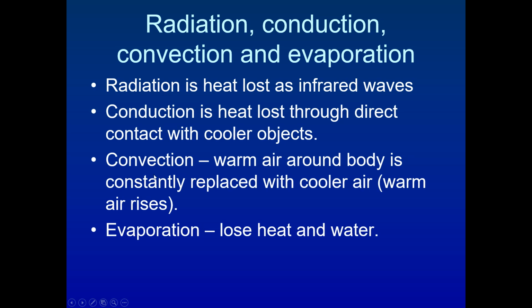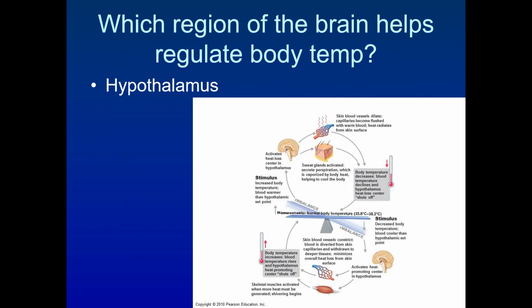Convection is a little bit more complicated. Y'all have all heard at some point that warm air rises. So you're constantly producing warm air. As it rises, it gets replaced by cooler air, and so that's a way for you to maintain temperature. And then there's the whole sweating thing. When you lose water, you also lose the heat with that water. So that's evaporative cooling. The hypothalamus does help you regulate your temperature.